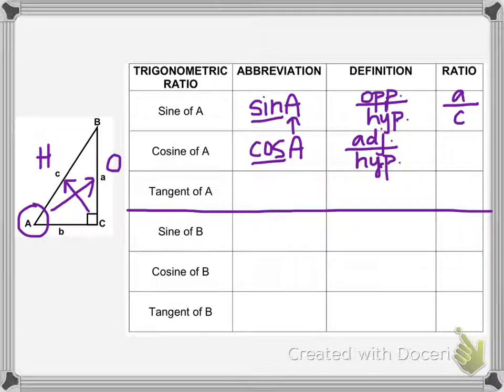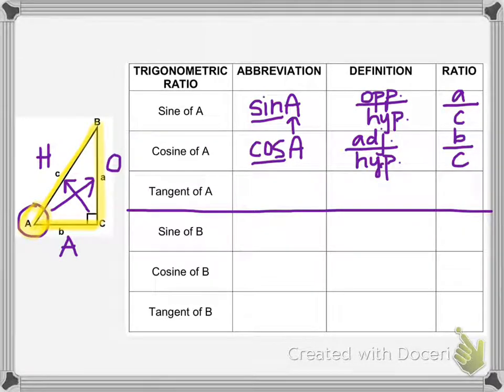So from angle A, the adjacent side, it's really the adjacent leg, that's going to be side B right here. So these are the three sides with respect to A. We've got the opposite side, the hypotenuse, and the adjacent side. Notice the adjacent side actually touches angle A. Okay? All right, so the ratio of the adjacent over the hypotenuse, the adjacent side is letter B, and the hypotenuse is still C. So B over C is the ratio for the cosine of angle A.